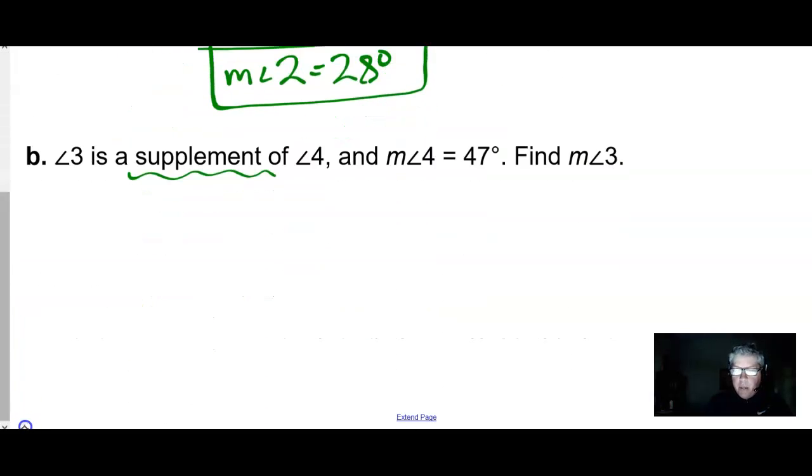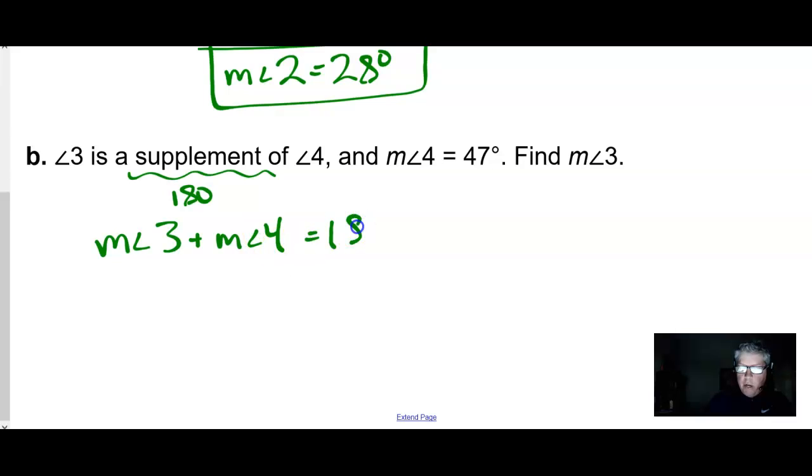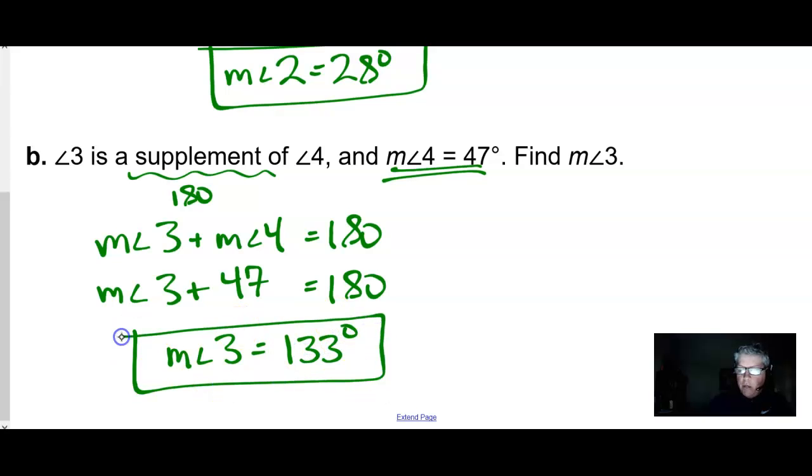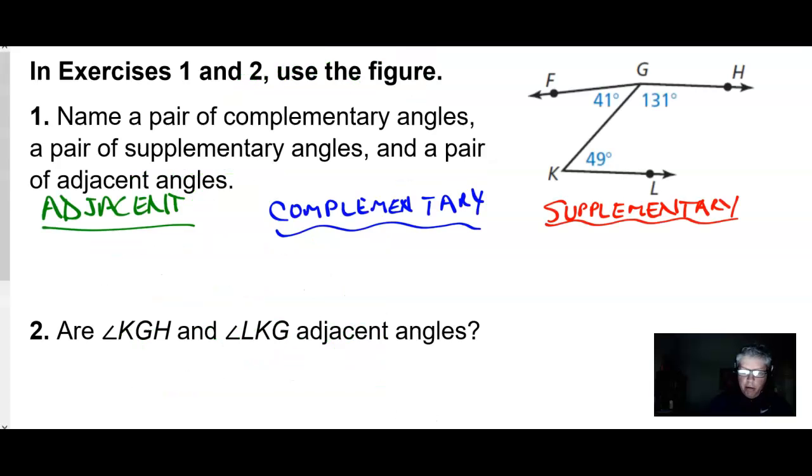Let's look at the next one. Angle 3 is a supplement of 4. That means the two add up to 180. So I would say the measure of angle 3 plus the measure of angle 4 is equal to 180. The measure of angle 4 is 47. So measure of angle 3, we're going to subtract 47 from both sides, and we get 133. 133 and 47 make 180, therefore they're supplementary.